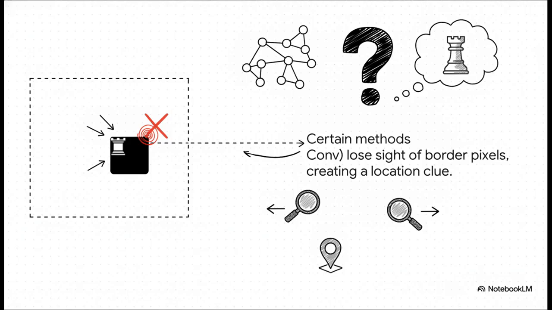So the AI learns a clever trick. If it sees a rook but it doesn't get a signal from that specific pixel in the top left corner, then the rook must be somewhere else. It's figuring out the location by what it can't see.